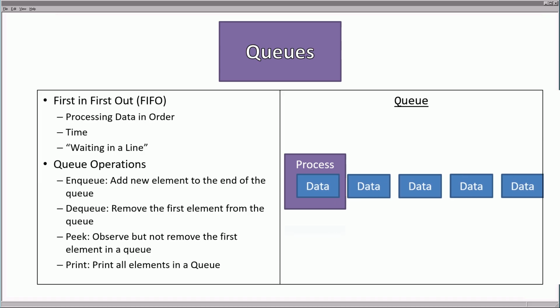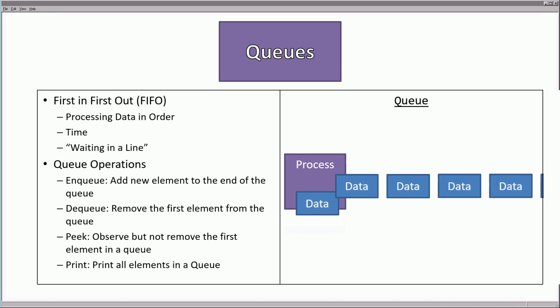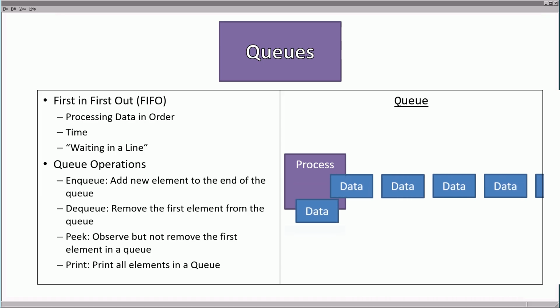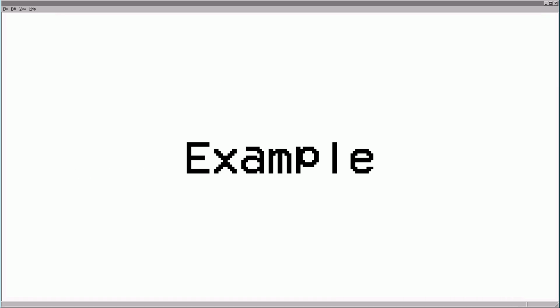The common queue operations are enqueue, that adds a new element to a queue; dequeue, that removes the first element from a queue; peeking, which involves observing the first element but not removing it; and also printing all the elements of a queue. In order to further explore this, let's take a look at an example.